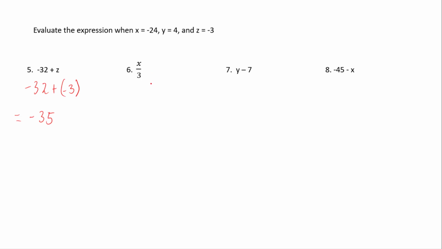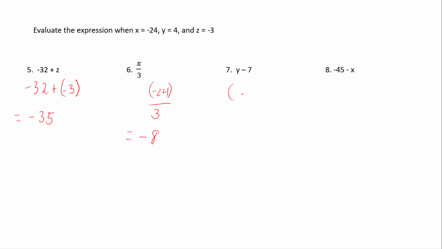Number 6. X divided by 3. The value of x is negative 24. In division, when the signs are different, the result is negative. 24 divided by 3 is 8, so negative 8.